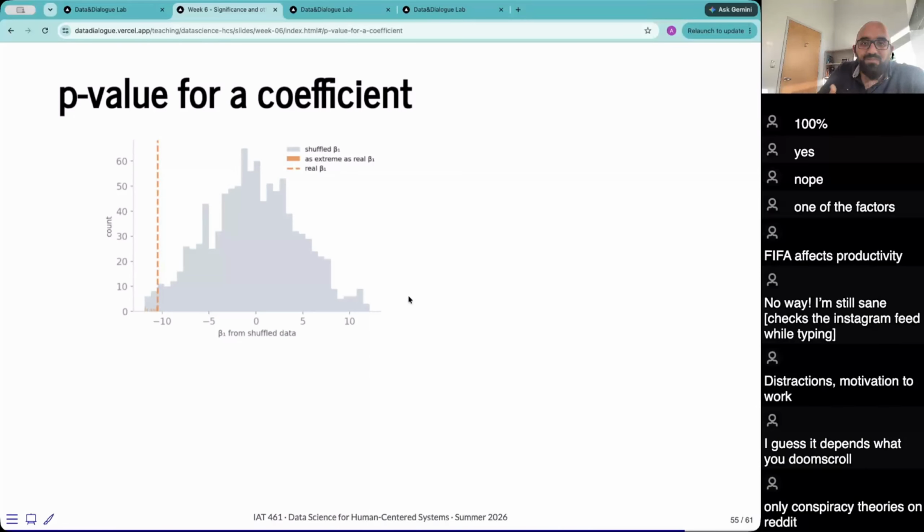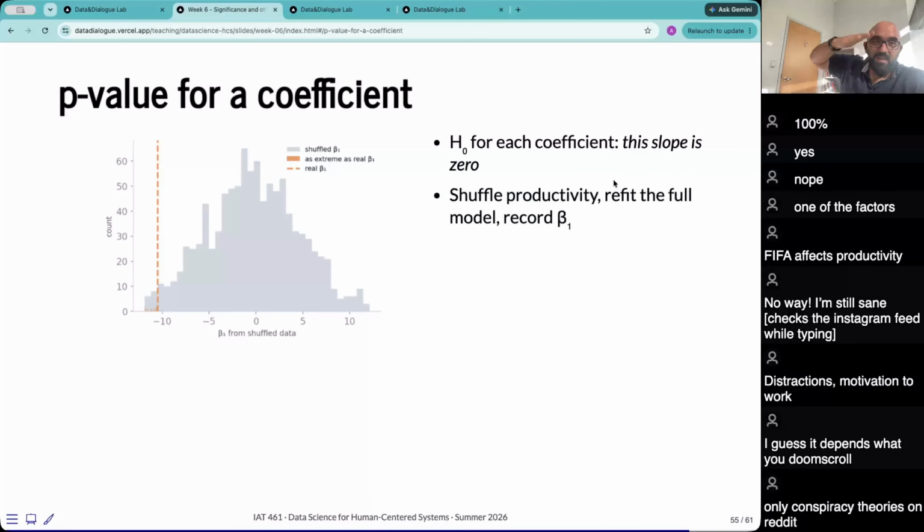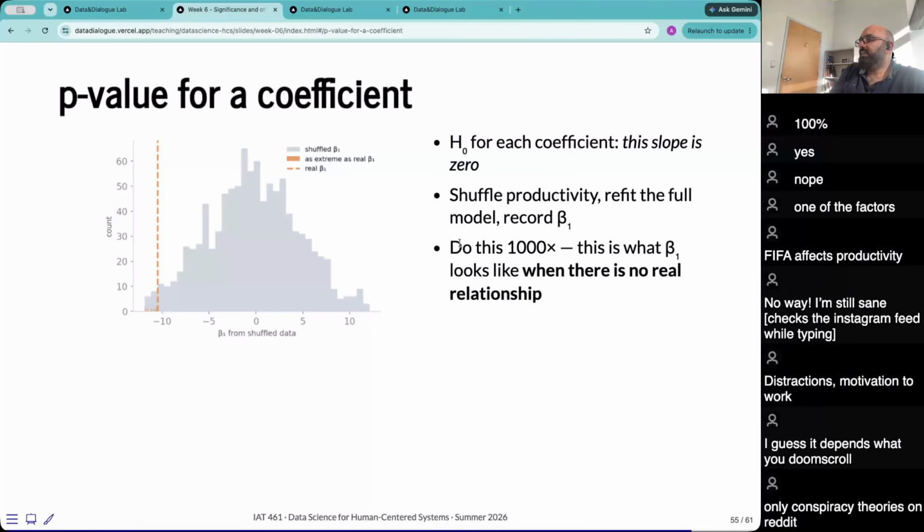We can have the p-value for a coefficient. You know the drill. You can run it multiple times and get the coefficient. How many times do you think this is due to chance if you see this coefficient? The null hypothesis is that the slope is 0. So you shuffle the data, refit the full model, record the result, and do it many times. Again, a lot of these have formulas, but we're just going to think about it in terms of simulation. The idea is the same.